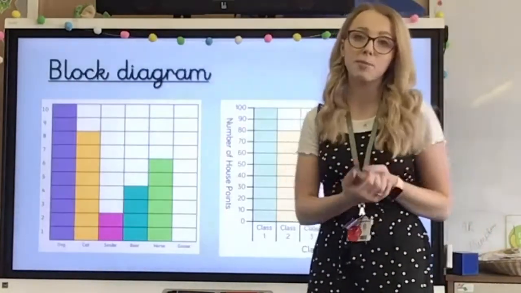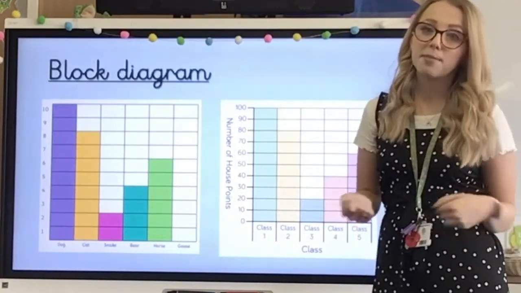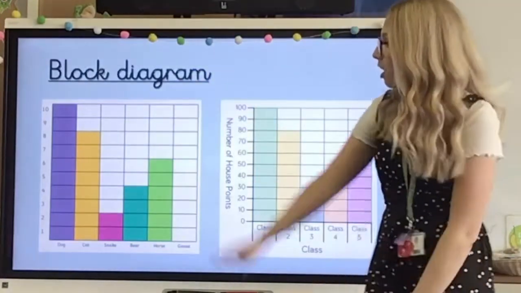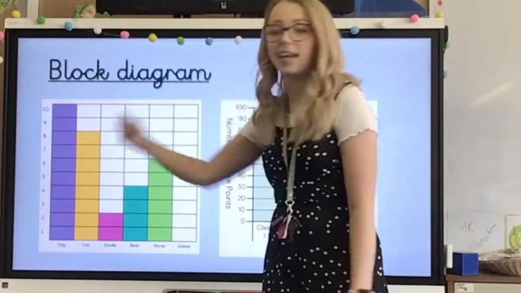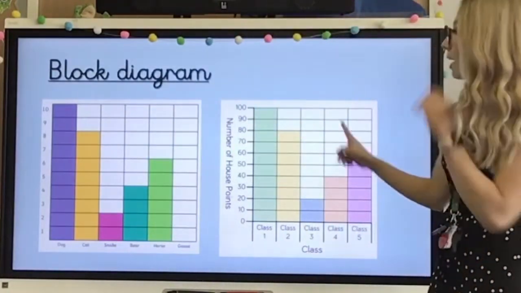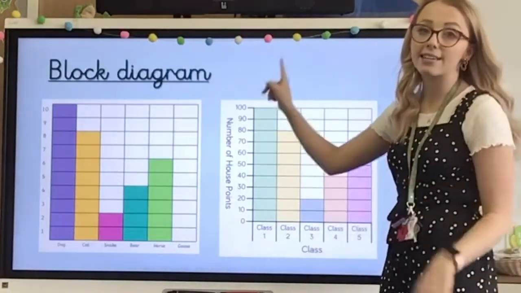The final way we're going to be presenting data in Year 2 is through block diagrams. These are very similar to pictograms, only instead of using pictures, each block is coloured in. The one on the left here is showing class pets, and each block that has been coloured in represents 1 pet, whereas the one on the right is showing class house points, and each block is 10. This can be seen in the axes up the side.